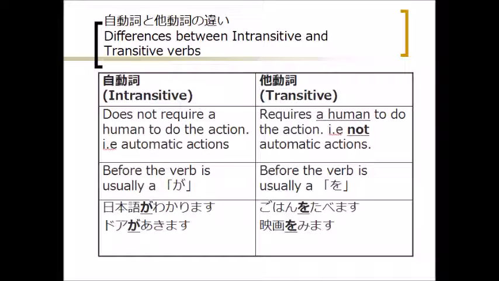Next we move on to tadoshi, transitive verbs. It requires a human to do the action, that is to say, they are not automatic actions. Before the verb is usually an o. For example, gohan o tabemasu, eiga o mimasu.